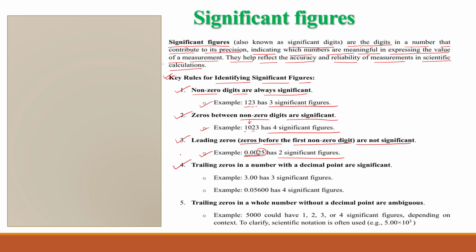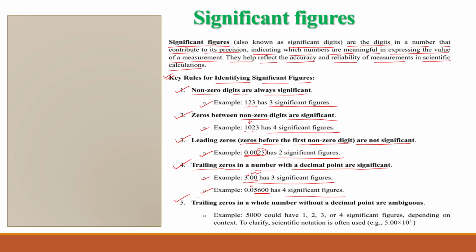Fourth key rule, trailing zeros in a number with a decimal point are significant. So after a decimal point, this 0 and this 0 are considered significant figures. So there are three significant figures. In this example, this 0 is not considered a significant figure, so there are four significant figures.